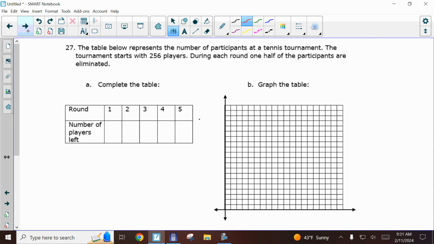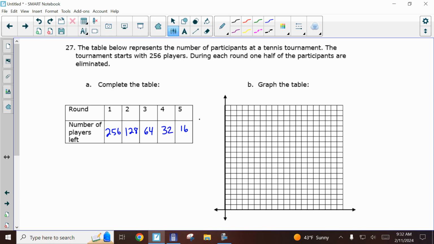Okay, next one. It says the table below represents the number of participants at a tennis tournament. The tournament starts with 256 players. During each round, half the participants are eliminated. So in round one, there are 256 people. Then half the people get cut out, so that leaves us with 128 people. And for the next round, half the people are out, so that's 64. Then the next round, half the people are gone, and then one more time, half the people are gone.